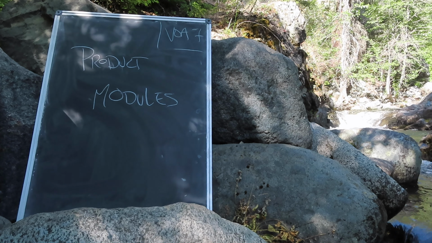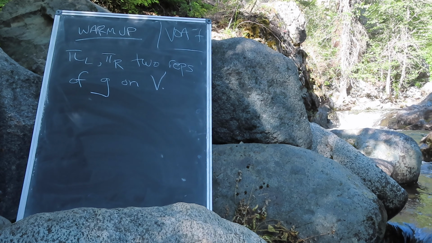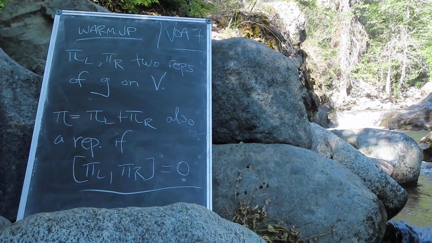Let's talk about product modules. As a warm-up, let's consider two distinct representations of a Lie algebra G on a vector space V. Let's call them pi left and pi right. Evidently, the map pi left plus pi right is also a representation of G on V, and note that the representations commute.